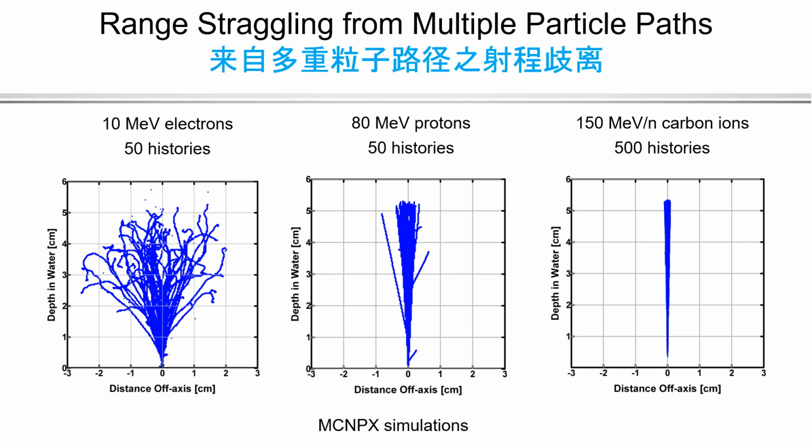Another process, one that is considered frequently in a physicist's daily practice, is straggling due to the particles of the beam taking multiple paths as they pass through the patient. This slide shows plots of particle paths as they penetrate water. These paths were calculated with the Monte Carlo program MCNPX. The figure on the left shows the paths for 50 electrons, each starting with an energy of 10 MeV. One sees that the electrons stop at a myriad of different depths.